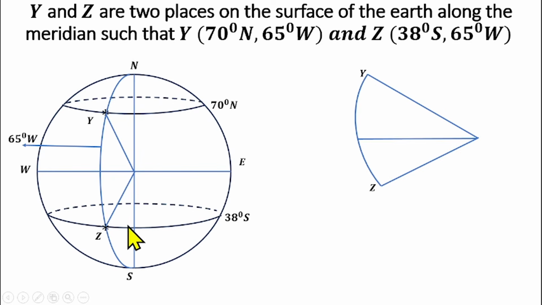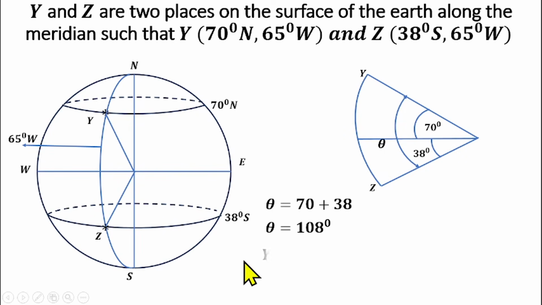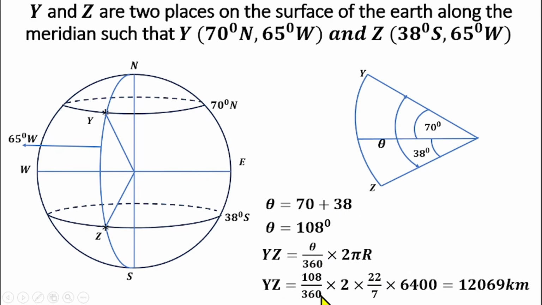So from the origin here, which is the center, to the point Z, what is the angle there? That will be 38 degrees. From the origin to the point Y, the angle there is 70 degrees. And our aim is to find the angular distance between Y and Z, which is the whole angle from here to here, and that gives us theta. So our theta will be 70 plus 38, that gives us 108. Therefore the distance between Y and Z is going to be theta over 360 times 2 pi r.